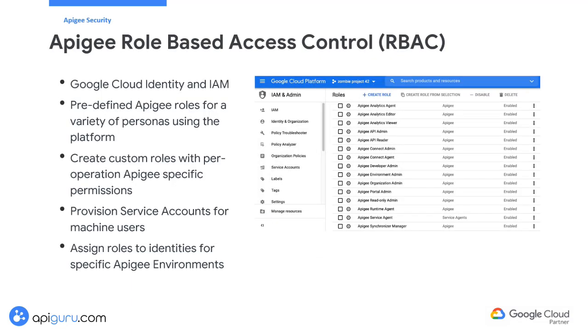Let's move on with platform security. Apigee's role-based access control (RBAC) system enhances security by providing fine-grained access to develop API proxies and shared flows that allow development teams to work privately and control access to specific environments. Using the platform, you can use predefined Apigee roles for various personas or create custom roles with specific permissions.